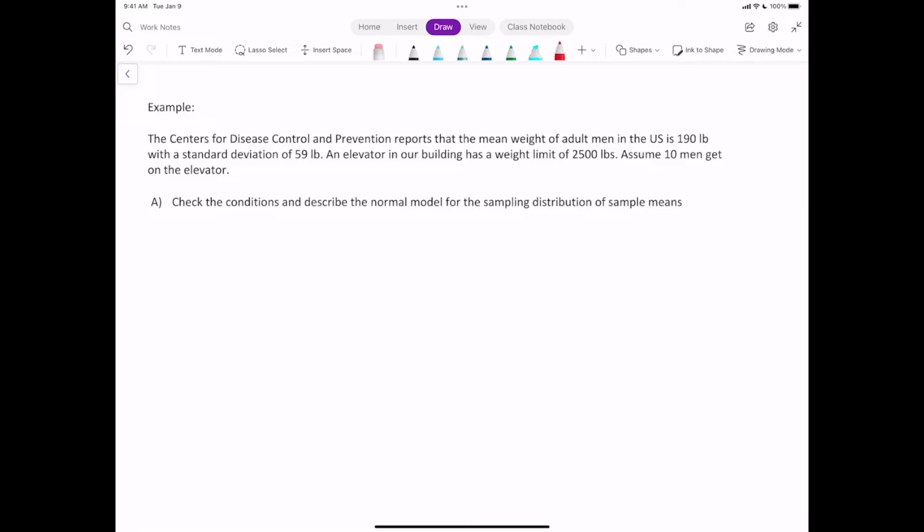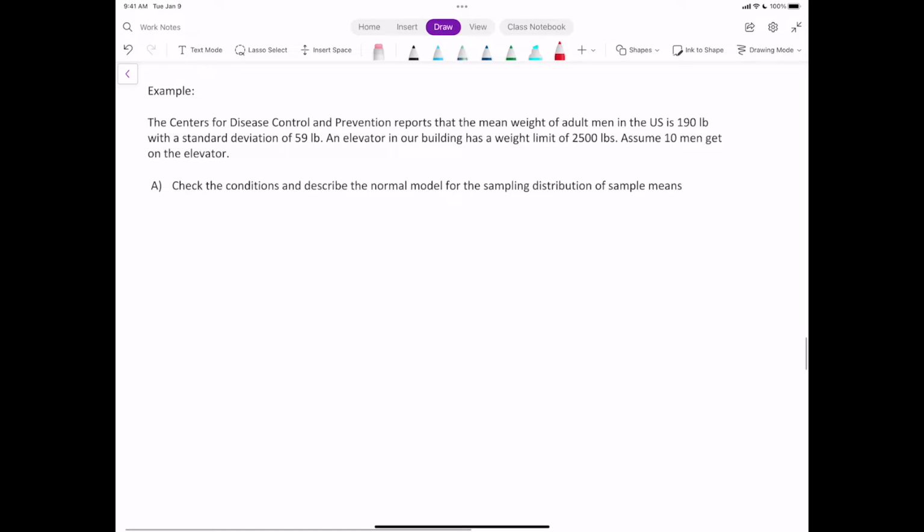The Center for Disease Control and Prevention reports that the mean weight of adult men in the U.S. is 190 pounds with a standard deviation of 59 pounds. So apparently I'm fixated on weight. An elevator in our building has a weight limit of 2,500 pounds. Assume 10 men get on the elevator. Check the conditions and describe the normal model for the sampling distribution of sample means here. Okay? All right, so let's talk about this. So we need to check the conditions for this scenario, right? Okay, so let's check for independence.